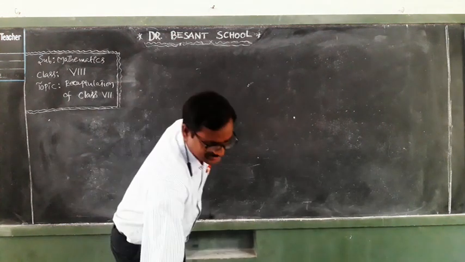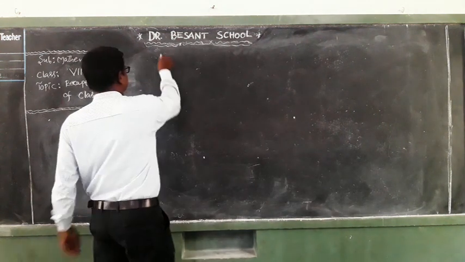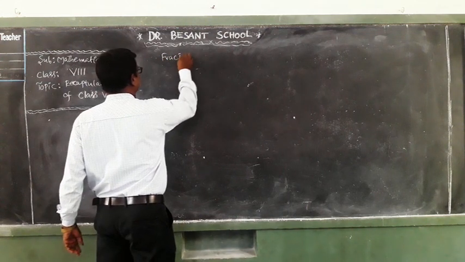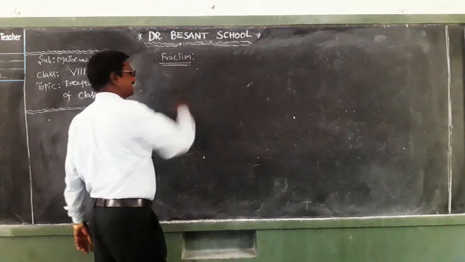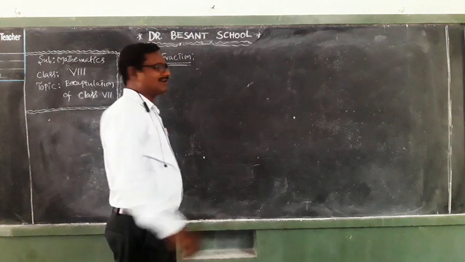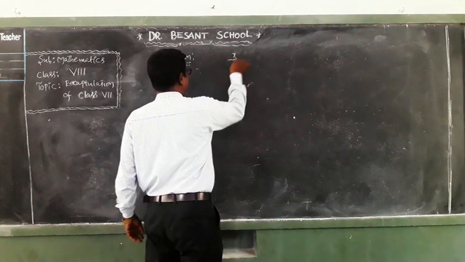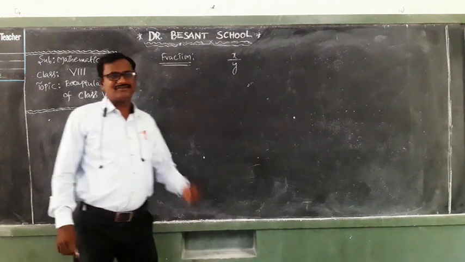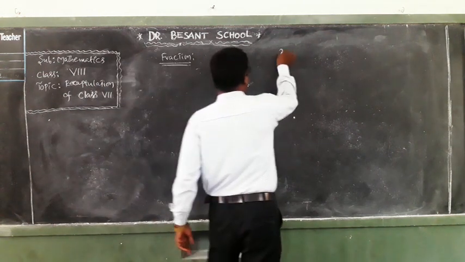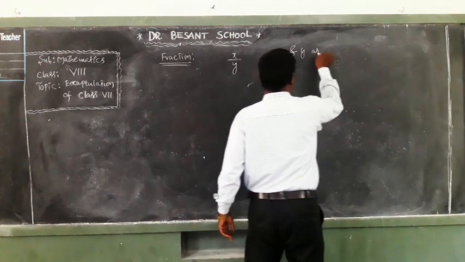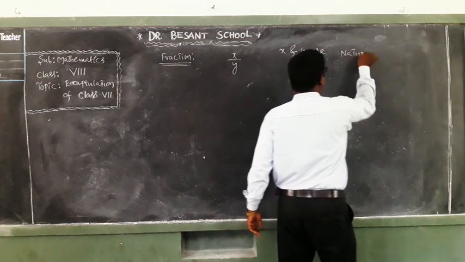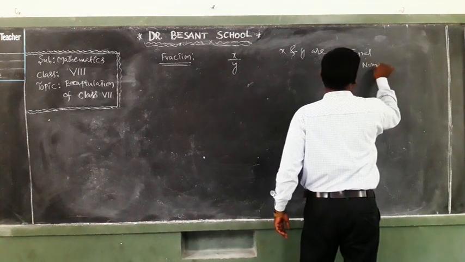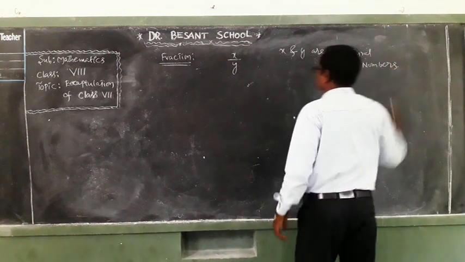See, if you observe, this is a fraction. Fraction means it is a part of a whole. For example, x by y is a fraction, where x and y are natural numbers.